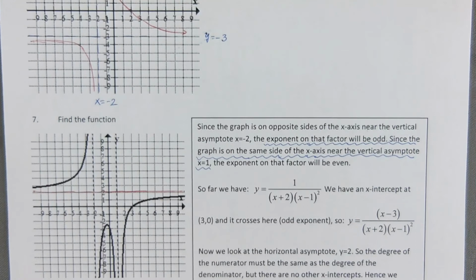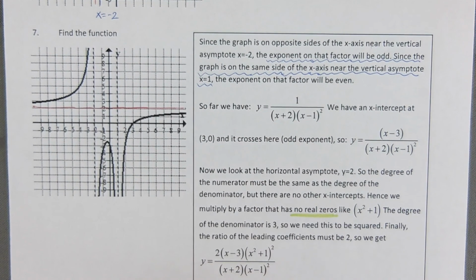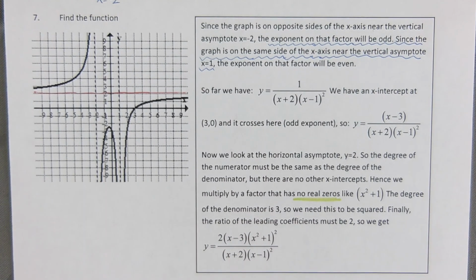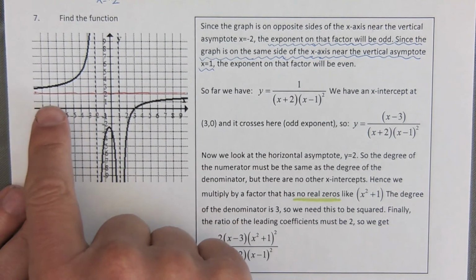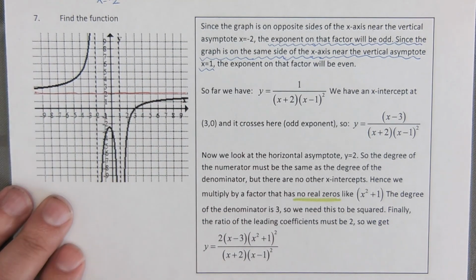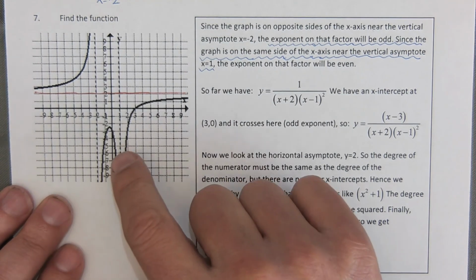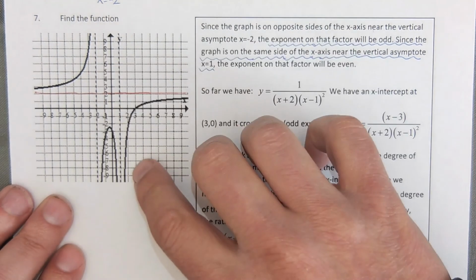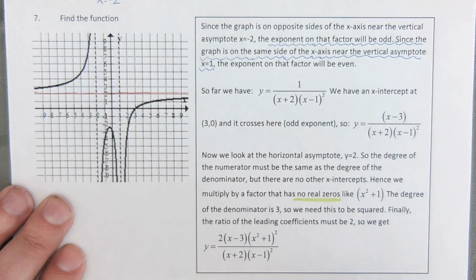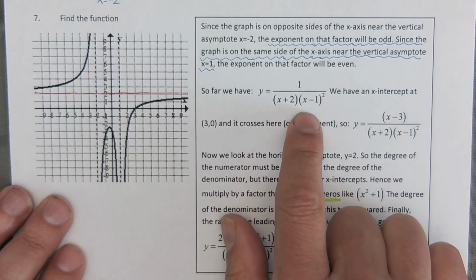Number 7 is a lot more complicated. Let's focus on it for a minute. So we are going to find the function that behaves this way. First off, I'm going to notice that there's a horizontal asymptote at 2. That tells me that the degree is going to be the same in the top and the bottom. Also, I have 2 vertical asymptotes. I have one at -2. I have one at +1. So you can see I'm here.